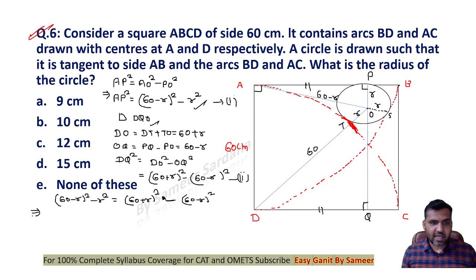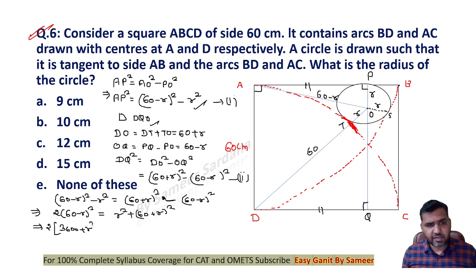Now just solve this and we will get the length of r here. All right, you can see that this can be written as 2 times (60 minus r) whole square is equal to r square plus (60 plus r) whole square. Now solve this.